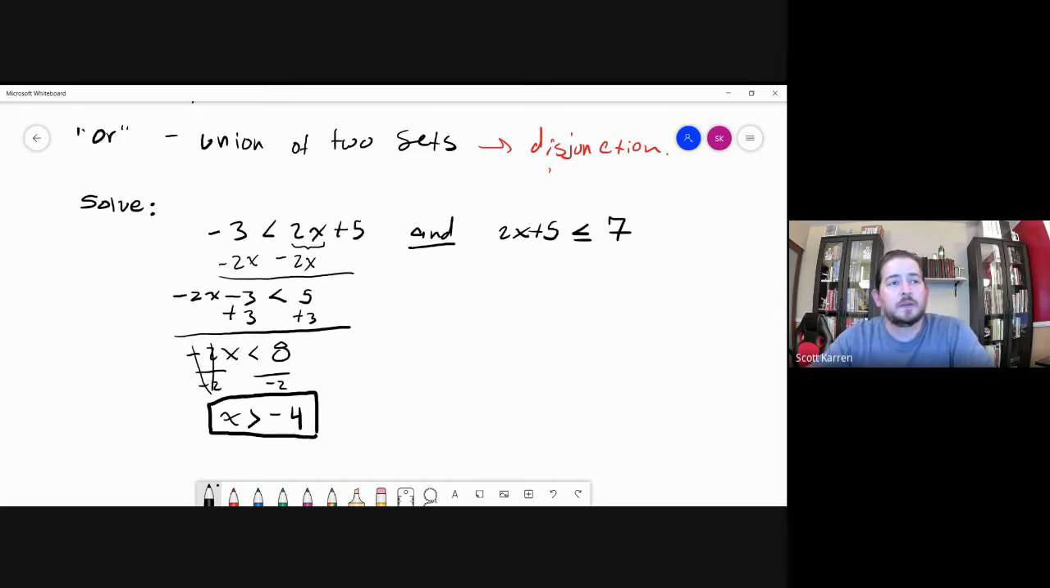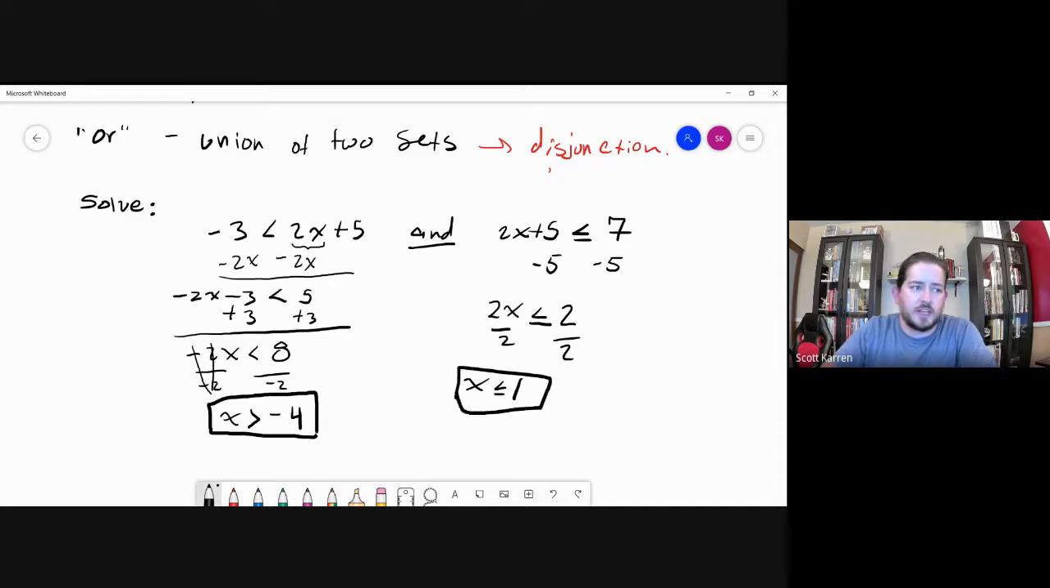Right? If I solve the other one, I just subtract 5 from both sides. This gives me 2x is less than or equal to 2. Divide each side by 2, and I have x is less than or equal to 1. Right? That's my other condition, and of course they're combined now with the and between them. So the solutions to this conjunction is the intersection of these two things. It has to be the numbers that solve both conditions.